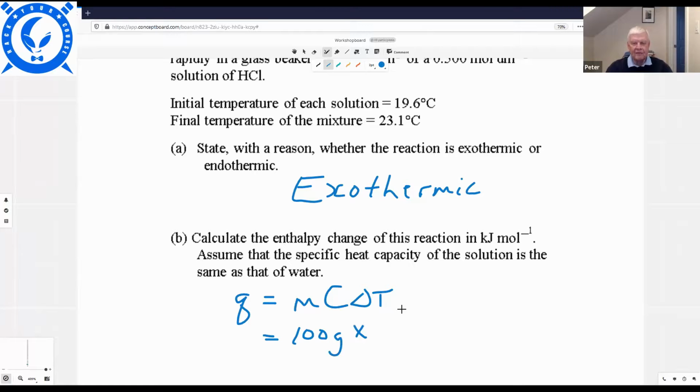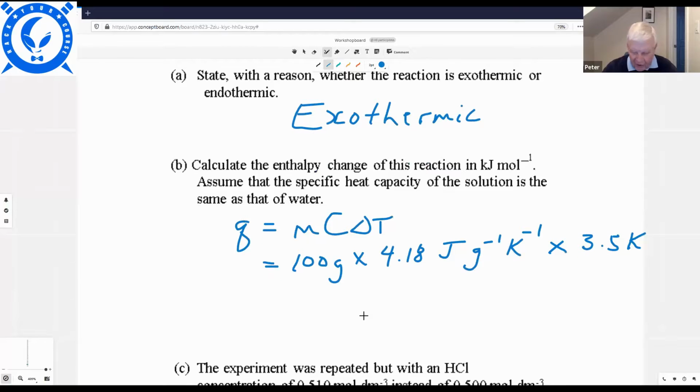The heat capacity of water is in your data booklet. It's 4.18 joules per gram per Kelvin. And the change in temperature, we went from 19.6 to 23.1, is 3.5 K. Remember that the size of a Kelvin degree is exactly the same as that of a centigrade degree, so you don't have to change. This is a delta T, not an absolute T. So if you put all these numbers together, this turns out to be 1,463 joules, which is equal to 1.463 kilojoules.